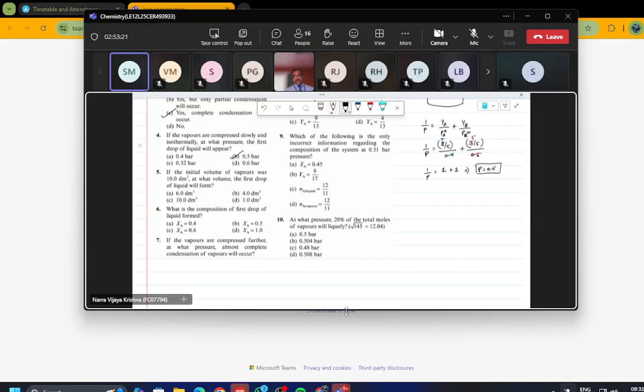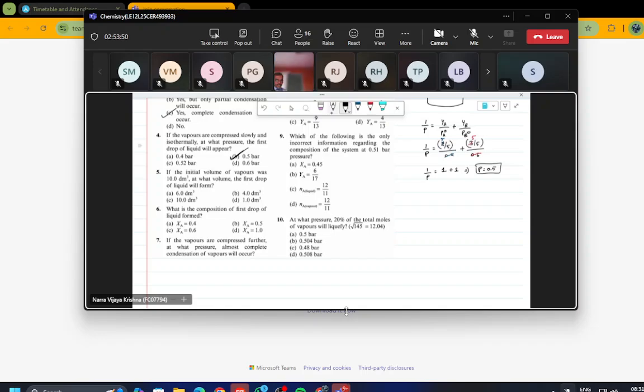Third option. Just now we calculated, right? There exists equilibrium between liquid and vapor, meaning the first drop of liquid forms. That is the meaning of it. The first liquid drop obtained means there exists equilibrium or not. At that equilibrium, what is the pressure? 0.5 is the pressure.